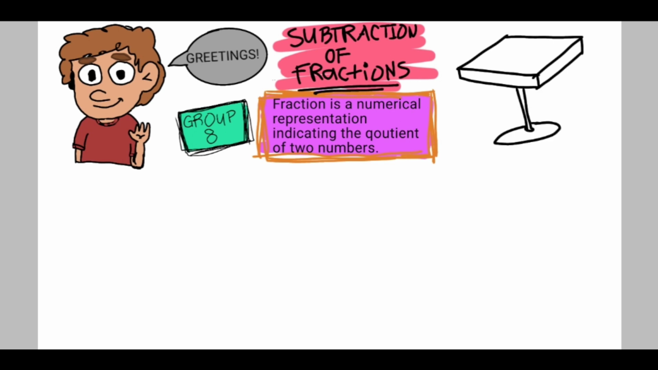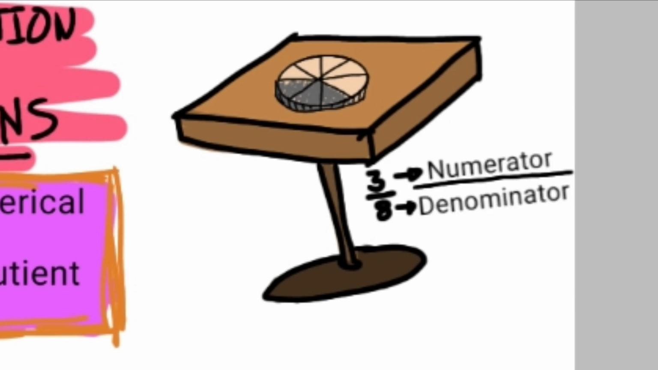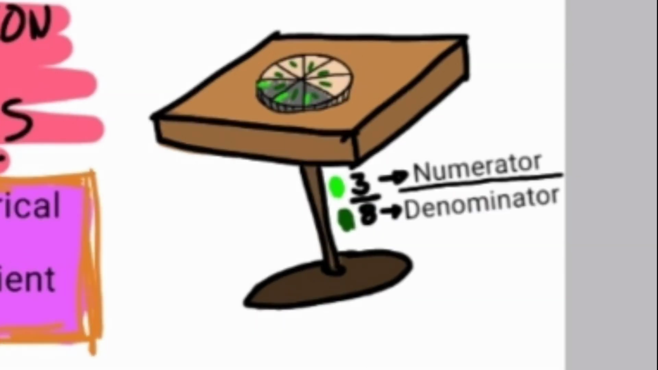For example, on a dining table is one whole pie with 8 equal cuts on it, and you took 3 cuts of pie for yourself. That means you took a quotient of 3/8, or 3 cuts of pie out of 8. The numerator basically shows how many cuts of pie you took, while the denominator shows the total cuts of pie, or it could be likewise depending on the situation.